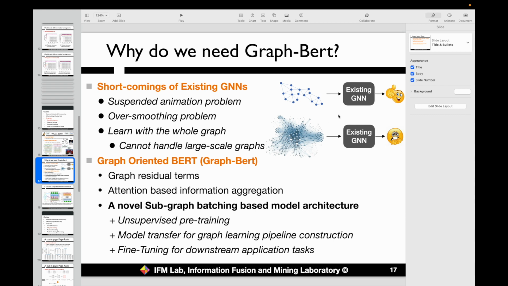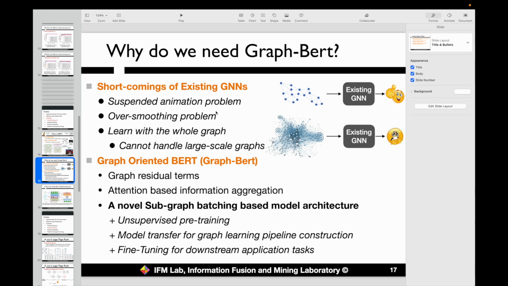If we apply the existing GNN model to small graph datasets, its performance is very good. However, when it comes to real-world graph datasets with very large sizes, the existing GNN model cannot work very well anymore. Because of this reason, we propose a new version of the GNN model, called Graph-Bert. Graph-Bert can address the above problems with some techniques or mechanisms inside the model architecture.